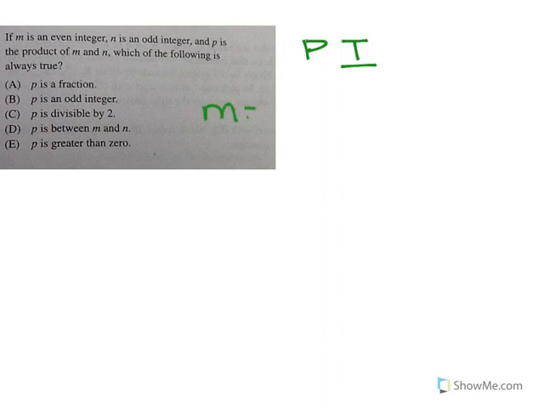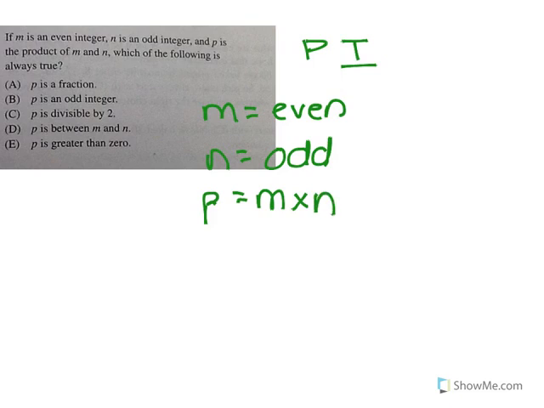So M is an even integer, N is an odd integer, and P is the product. Remember, P is M times N. An integer can be any negative or positive value, including 0, but it's not going to be a decimal or a fraction. So when we look at our answers, we can see we have all these different values, and we want to know which of the following is always true.